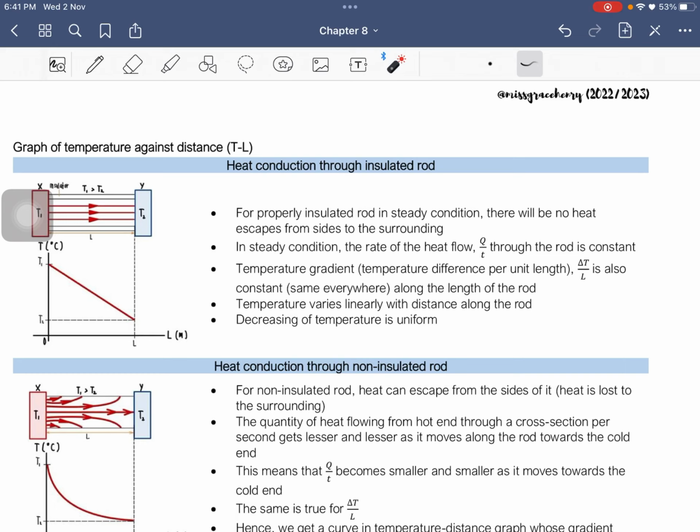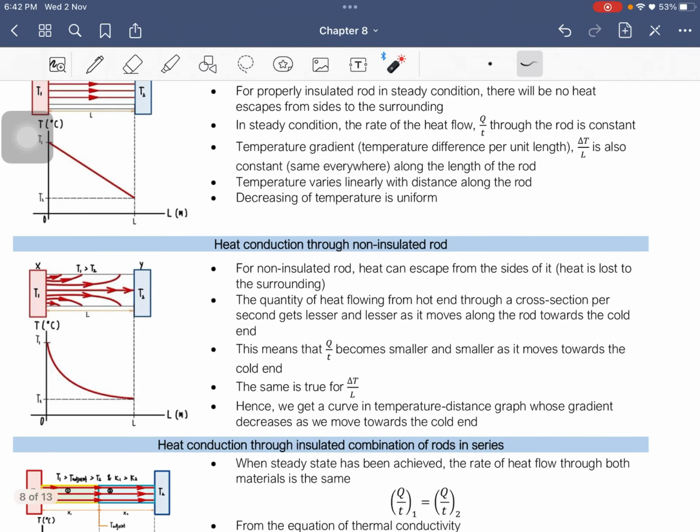So since they are properly insulated, there will be no heat escaping from the sides to the surroundings. So the rate of heat flow is constant, the temperature gradient is also constant, and so the temperature varies linearly with distance along the rod. Okay, it goes down because this is the hotter end, this is the cold end. So the decrease of temperature is uniform for an insulated rod.